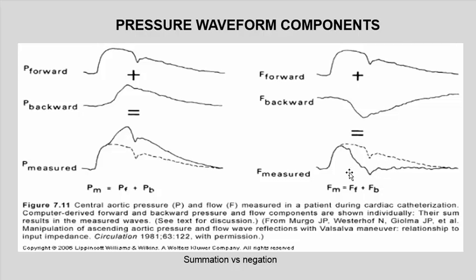Just to quickly have a look at the legend. Central aortic pressure and flow measured in a patient during cardiac catheterization. Computer-derived forward and backward pressure and flow components are shown individually. The sum results in the measured waves. I think I've explained that sufficiently, so let's move on.